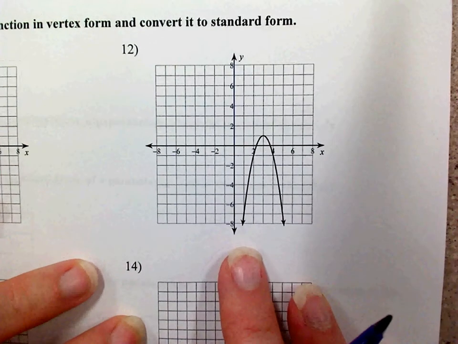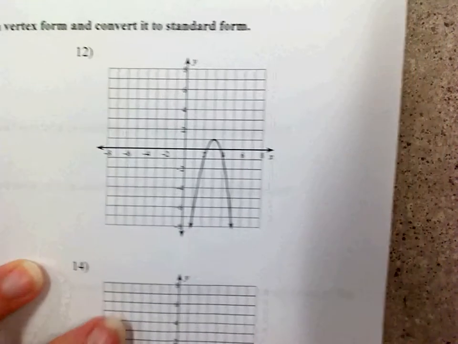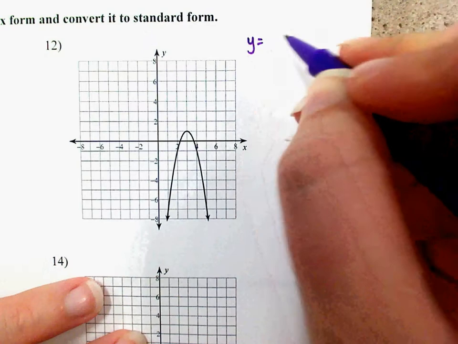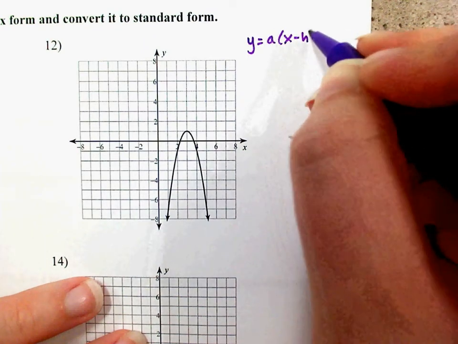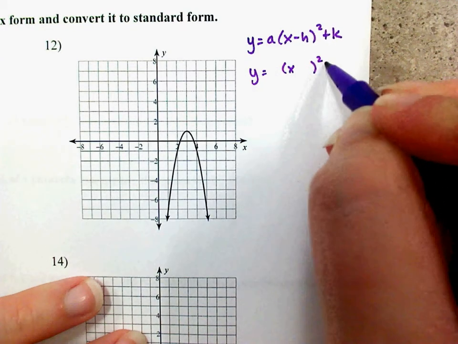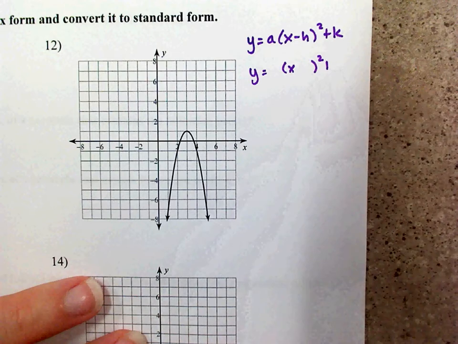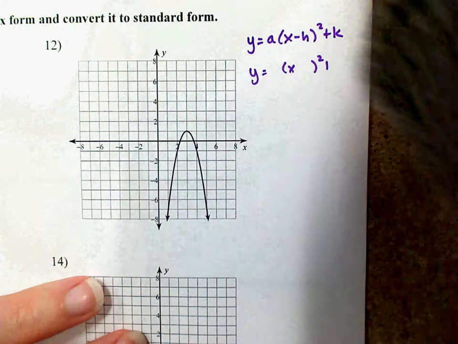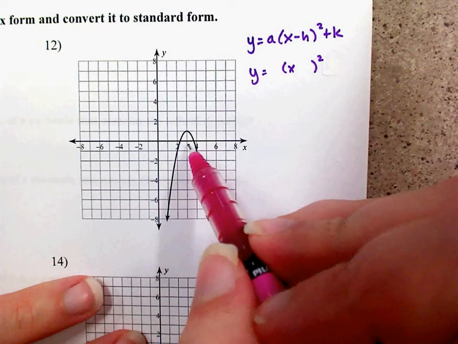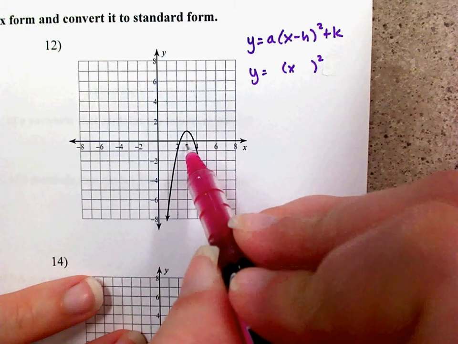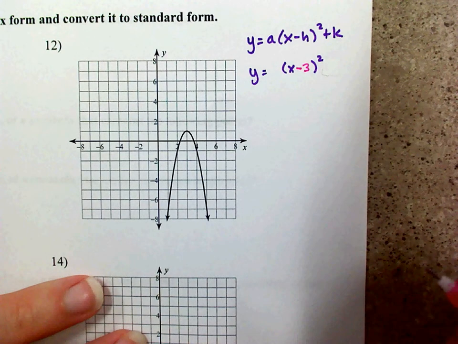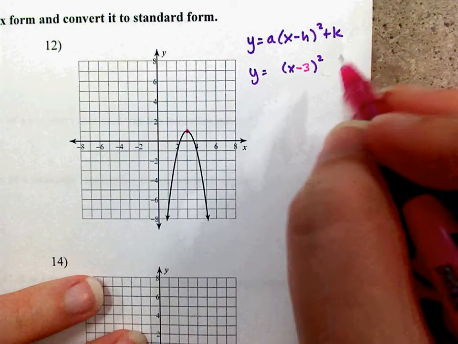So basically what I have to do now is first write it in vertex form and then convert it to standard form. So first I need to figure out my A and my vertex. Go ahead. Left or right? Right. How much? Which means what? Minus 3. Up or down? How much? 1, so plus 1.